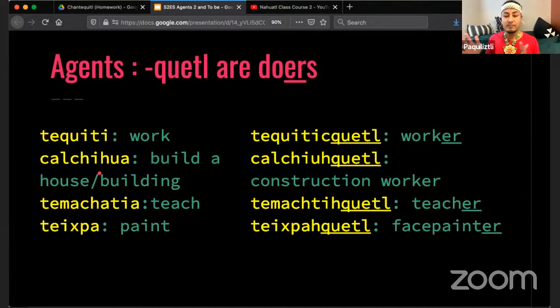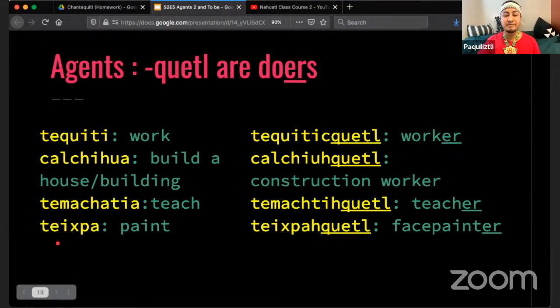Then we had the guy building the house, or a construction worker, as I'm going to call him. He was doing kalchiwa, from kali, house, and chiwa, which can mean to make or to build something. You could also say kalchichiwa, which also can mean construct. But in this case, I just kept it simple as kalchiwa. And he became a kalchiket, class two verb. And then we have temachtia, to teach, became temachtiket, teacher. And that's a class three verb.